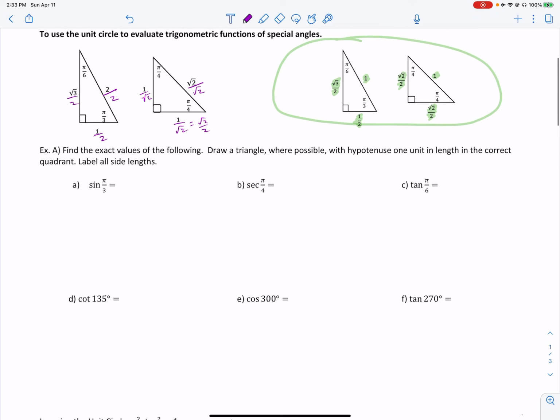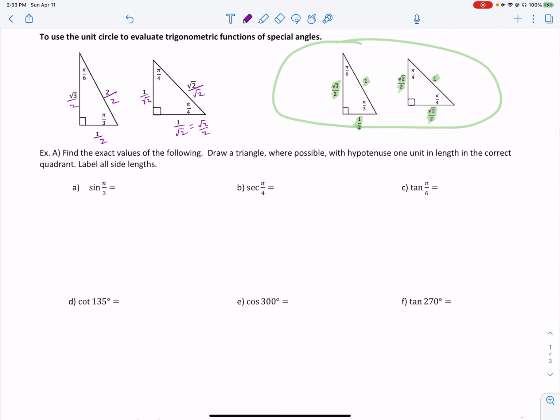Let's try that in example A here. Find the exact values. This is all no calculator. Do not use a calculator. You need to just know how to do this, and it takes work up front to get there. So draw a triangle where possible. You might not get a reference angle of 30, 60, or 45. It might be one of those quadrantal angles, and then you don't draw a triangle, and we'll see that when we get to it. All right, so sine of pi thirds.